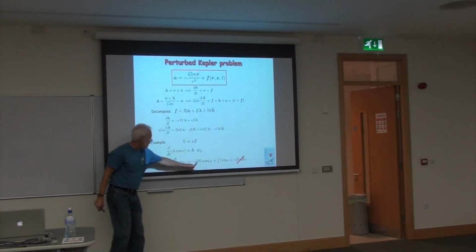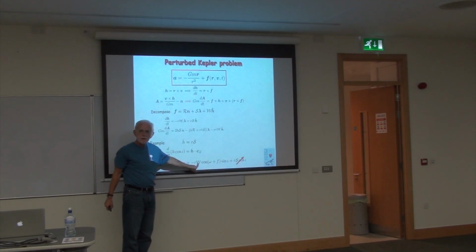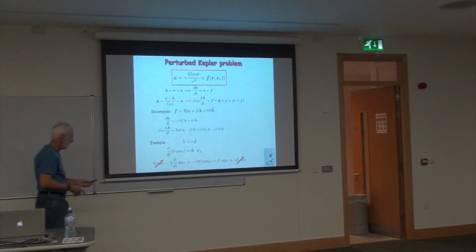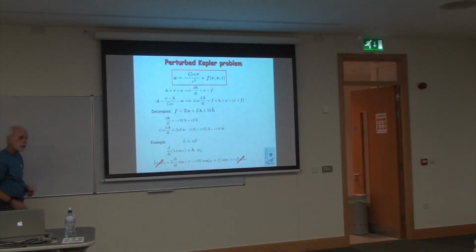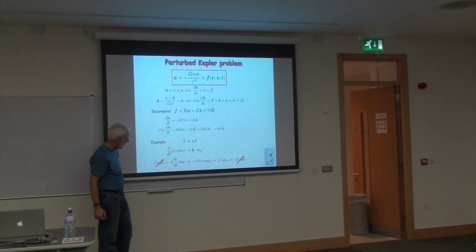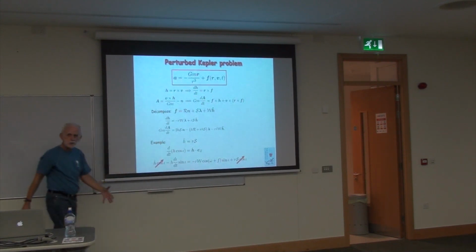It depends only on the out-of-plane component of the disturbing force, which makes sense. The inclination can only change if you have a torque making it change. And so there's our first equation. These are called the Lagrange planetary equations. First equation, the rate of change of an orbit element. And then you can go through each of these in turn.